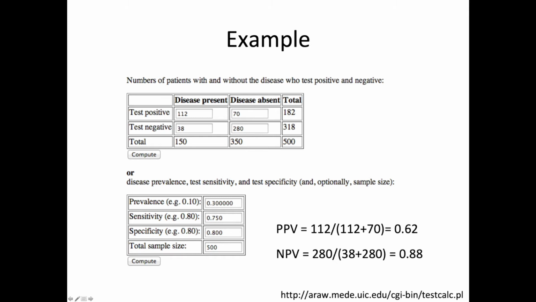And so based on that calculation, the positive predictive value of this test in this population is 0.62. So if you have a positive test in this group, you're 62% likely to have the disease, and negative predictive value is 88%. So if your test is negative, chances are high that you don't have the disease, but not absolute zero.